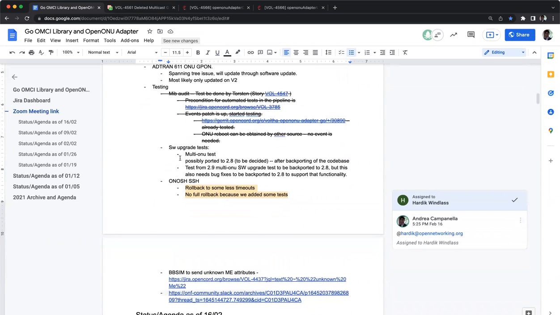So this, the ONU's SSH, we moved back some timeouts. It is working. We have not seen any issues from now on. So it's pretty good. We are in pretty good shape on that front. And I'm very happy we solved that. So that's good.